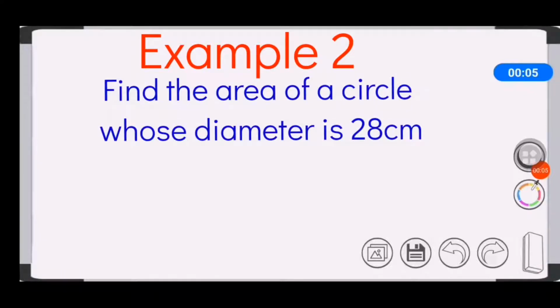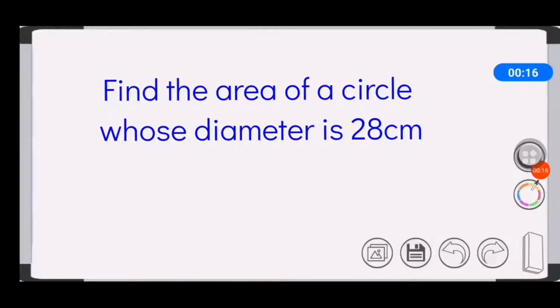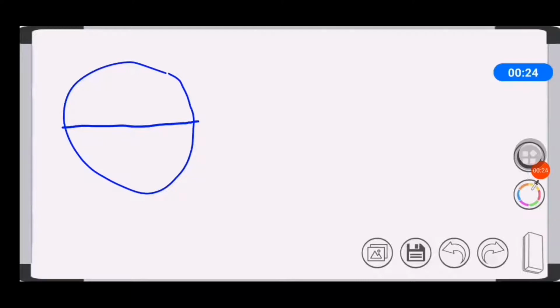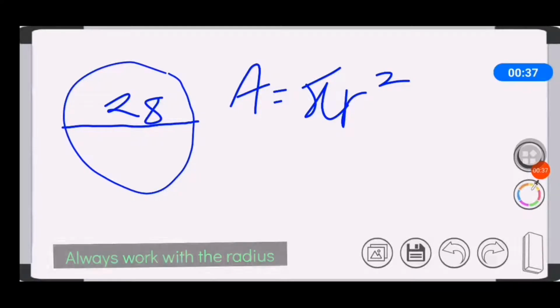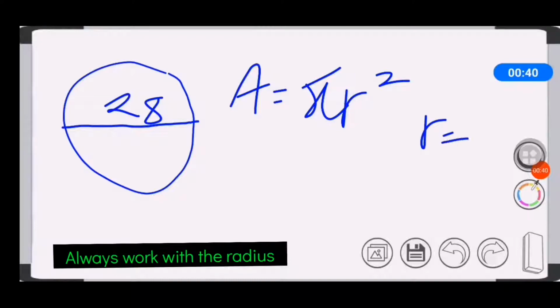Okay, now let's try a second example. So the question is, find the area of a circle whose diameter is 28 centimeters. Okay, let's use that. So you can sketch the circle. If you do the sketch, it says the diameter, the line that passes through the center and touches both sides of the circumference, is 28 centimeters. All right. But the area, it's what? Pi times the square of the radius. So we need the radius, not diameter. So we were given diameter and we need to find the radius.